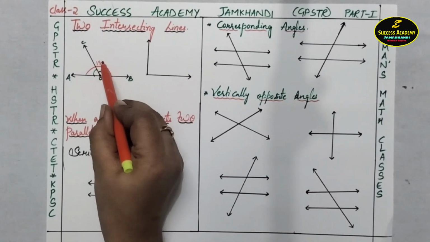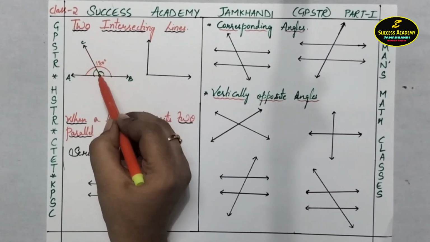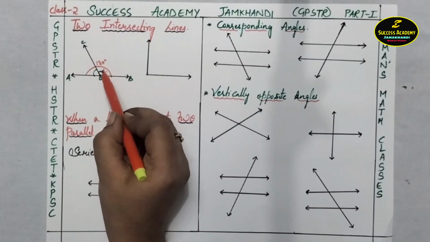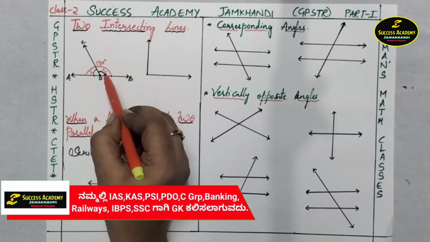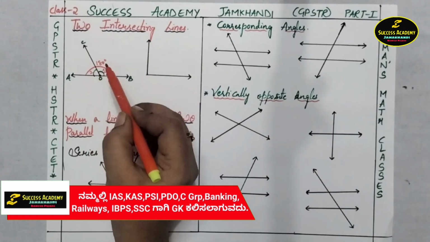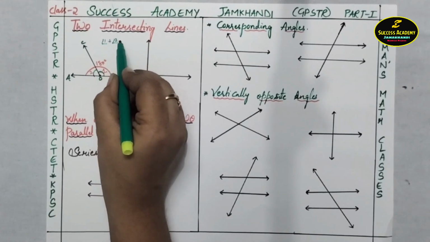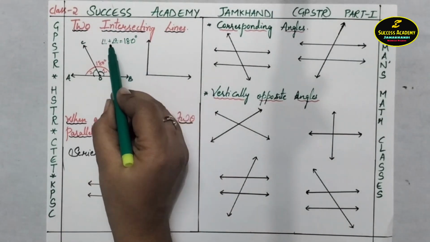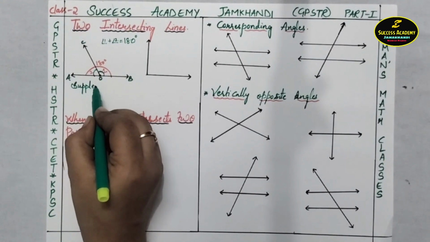A total of 180 degrees. This 180 degrees is partitioned by the line OC, because when we draw the line OC, the straight line is divided into two parts. Let me name these angle 1 and angle 2. The sum of both angles will be equal to 180 degrees. So we can write angle 1 plus angle 2 equals 180 degrees. Angles whose sum is 180 degrees are called supplementary angles.